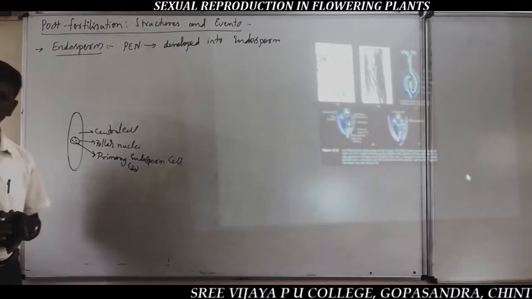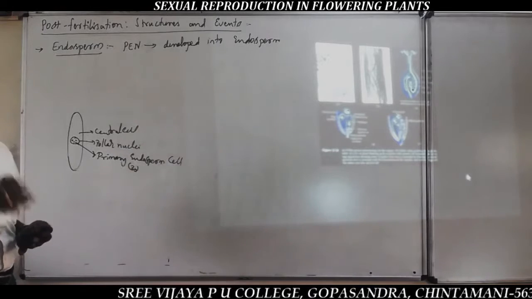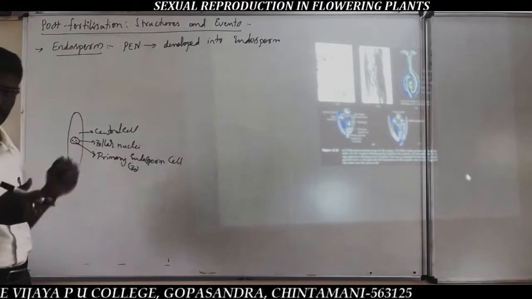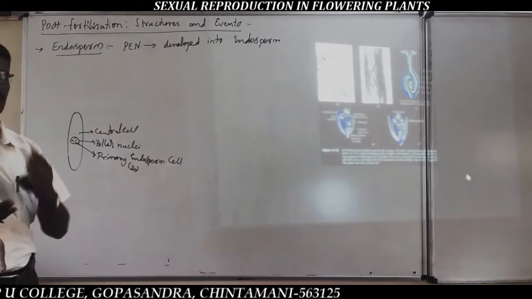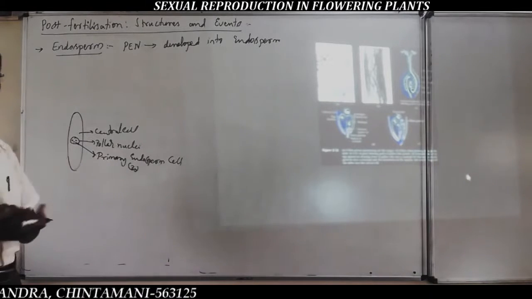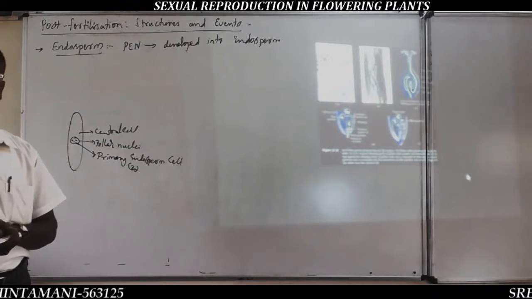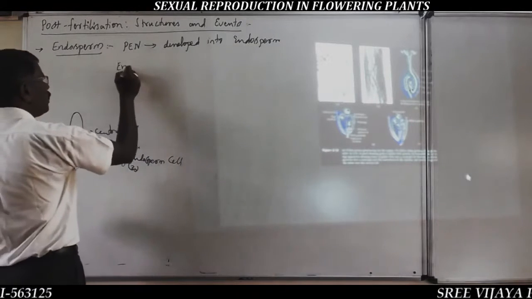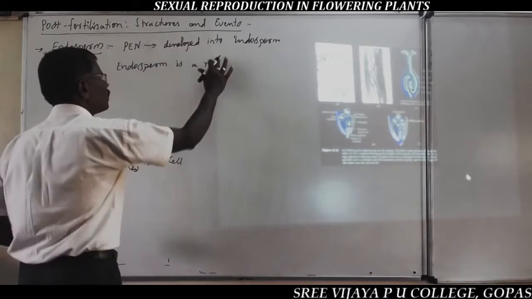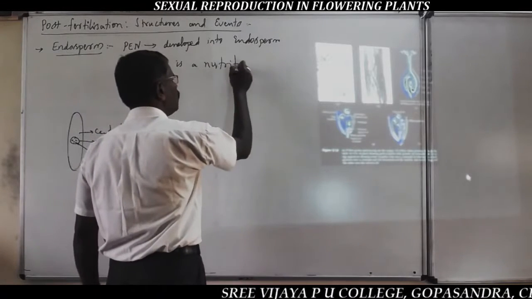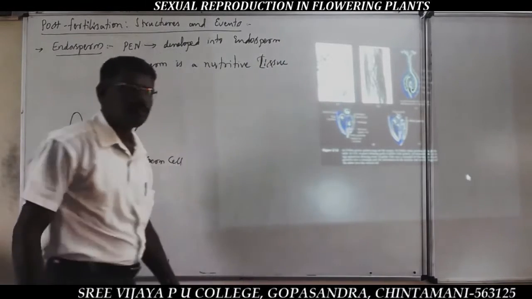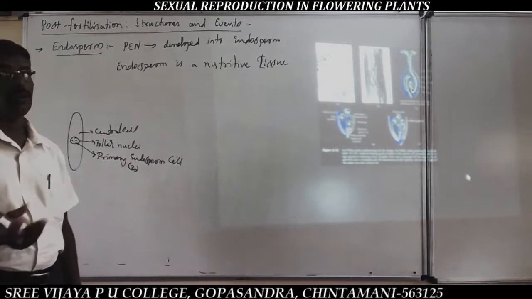Based on the development of endosperm, the divisions that occur in these cells lead to the formation of a mass of cells called endosperm. A mass of cells present in the embryo sac is called endosperm. So the endosperm is a nutritive tissue, because it supplies nutrition to the development of the embryo.